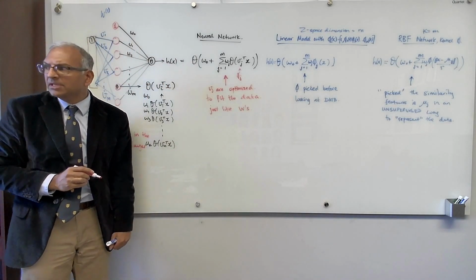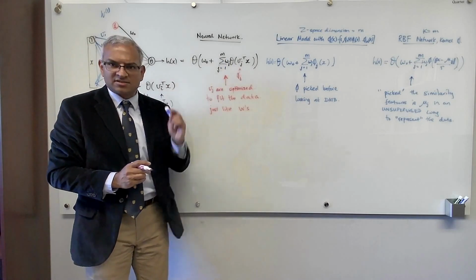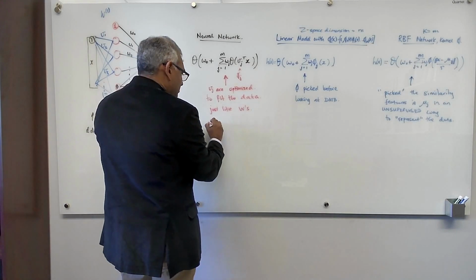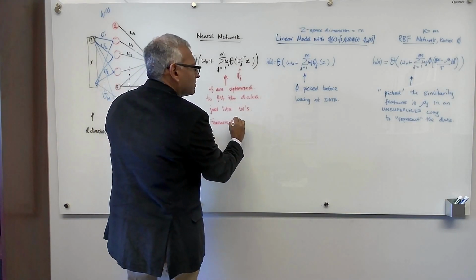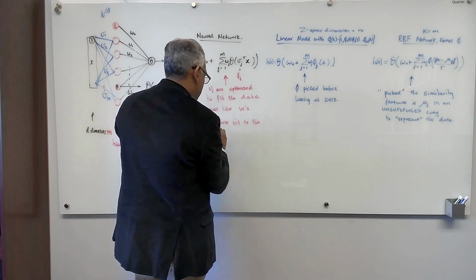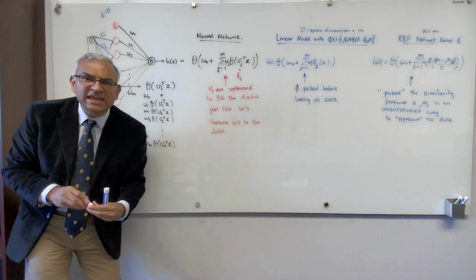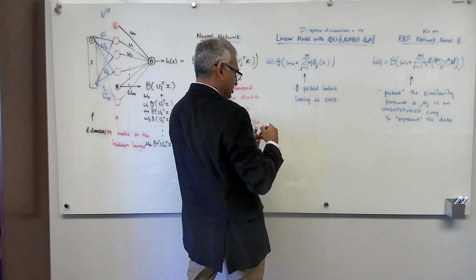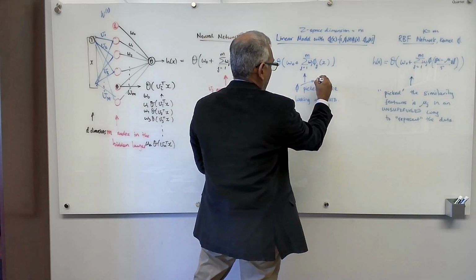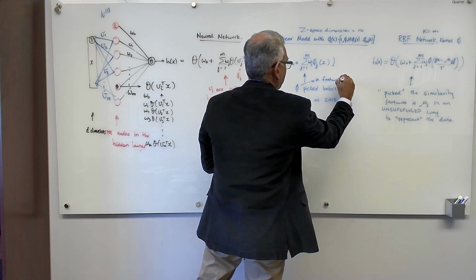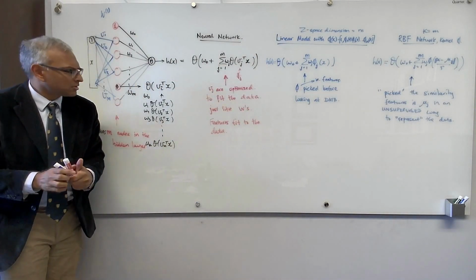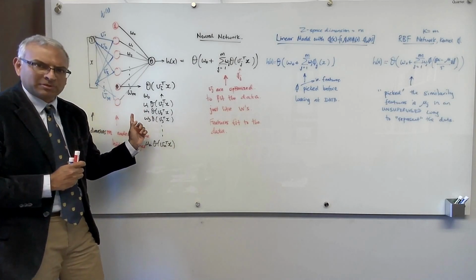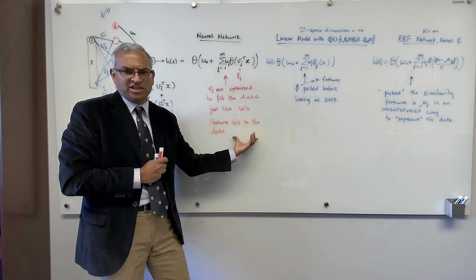That means that the features we are using in this linear model have been intricately fit to the data. We are picking features based on looking at the data. Here, phi is picked before looking at the data, i.e. the features. Now, at a very high level, that is the sophistication that the neural network brings. It allows us to fine-tune features to the data.